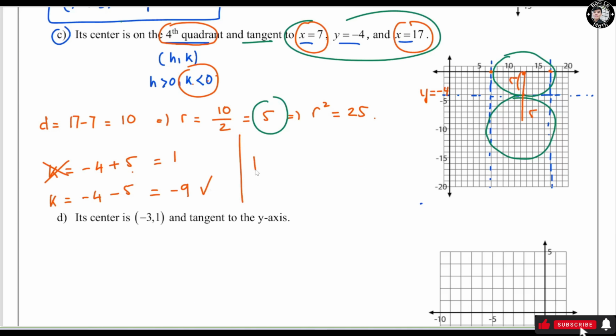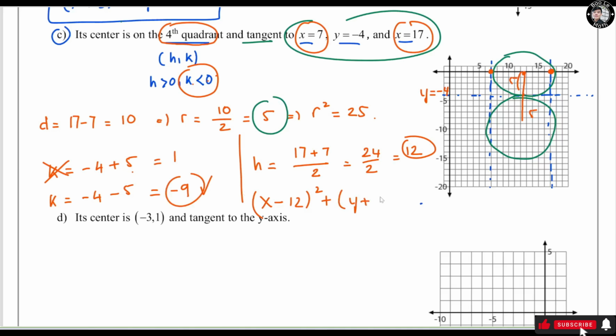Now to solve for h, we can use the midpoint formula. The midpoint of this point and this point right here. So it can be 17 plus 7 divided by 2, which is 24 divided by 2, which is 12, right? So your equation should be x minus 12 squared plus y minus k, but k equals negative 9, so it would be plus 9 squared equals radius squared, which is 25, right?